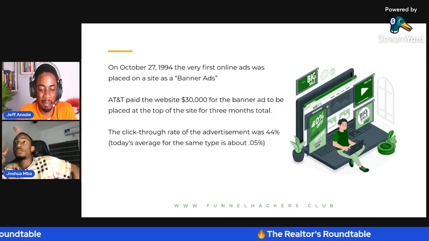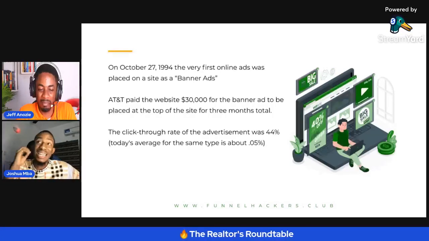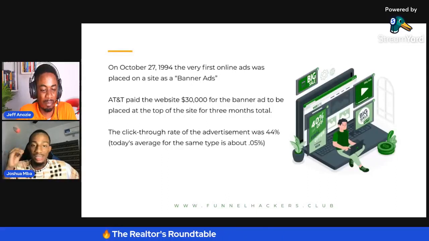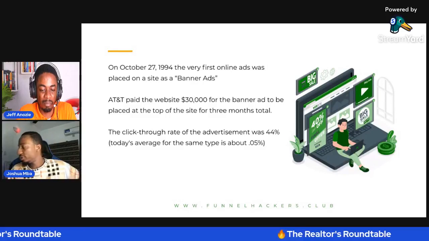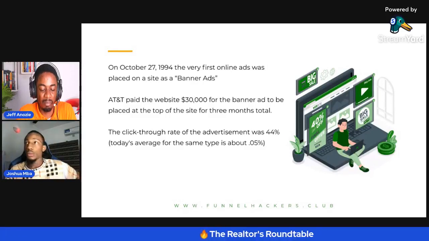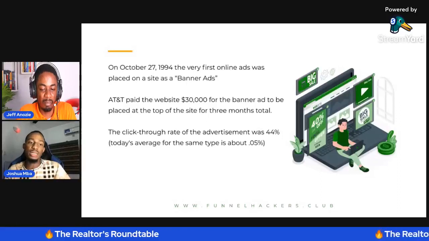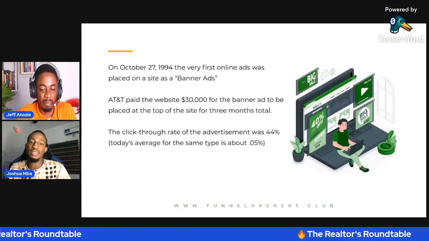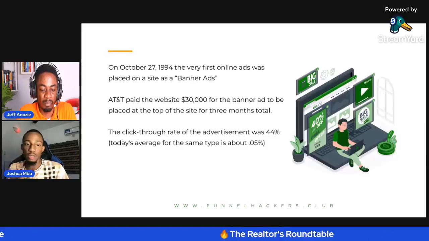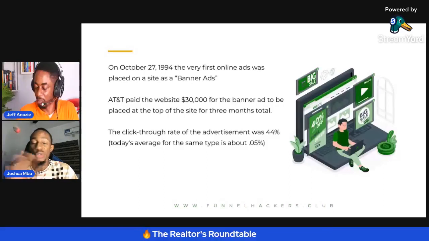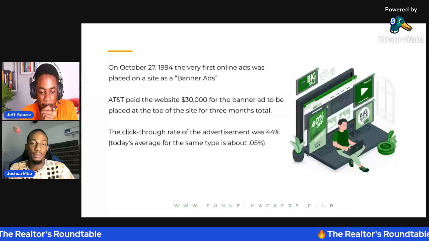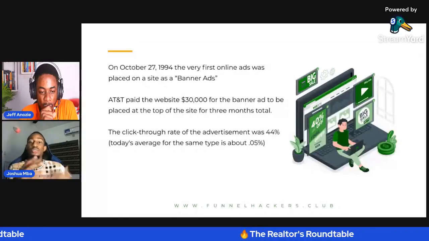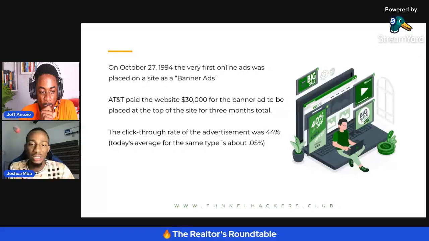Yeah, so basically, look at it. They paid $30,000 just to place an ad on the website in 1994. Now look at the result. The result was a 44% click-through rate for the ad. And today's average is about 0.05% in conversion, which is not totally bad. That was the first time it was ever used, and people really were still trying to get used to the whole online marketing and banner ads.